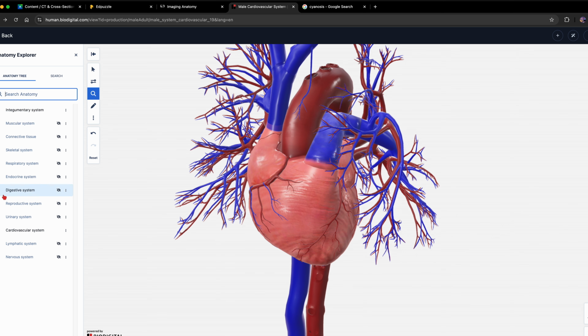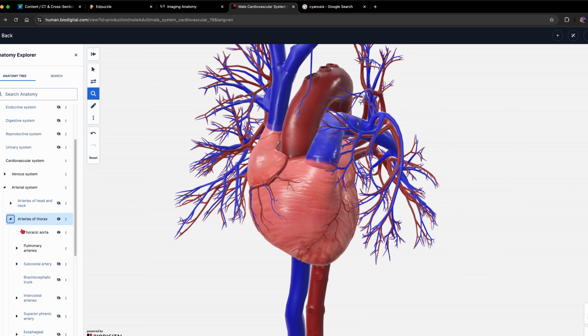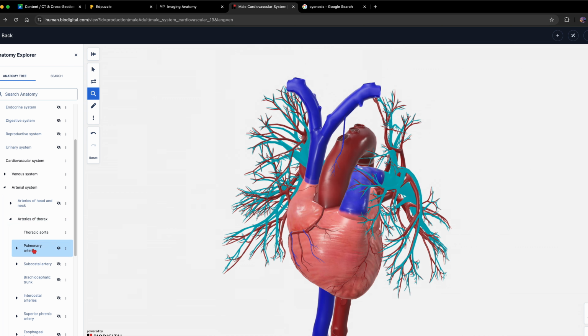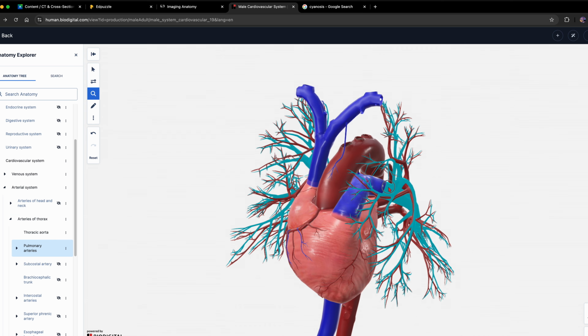And it's blue here because the pulmonary trunk or pulmonary artery does not have any oxygen. So let's find the cardiovascular arterial system, arteries of the thorax, and let's do pulmonary arteries. So there you go. Pulmonary trunk, pulmonary arteries are right there going to the lungs.